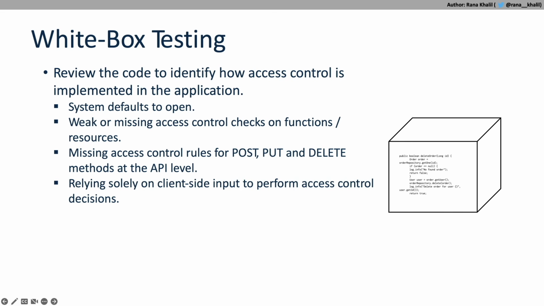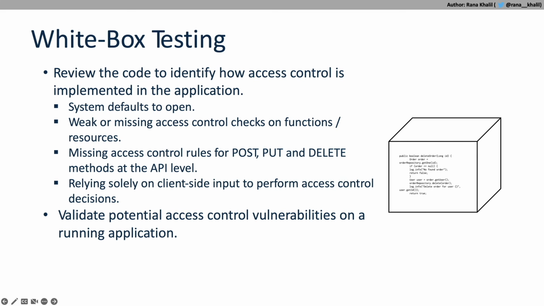Anything that is coming from the client side, just like we said in the previous section, should be completely untrusted and considered dangerous, and therefore should never be used to perform access control decisions unless it's validated on the server side. So these are the type of things that you want to look for. And if you see any potential access control issues, what you want to do is validate them on a running application to verify that it's really vulnerable.